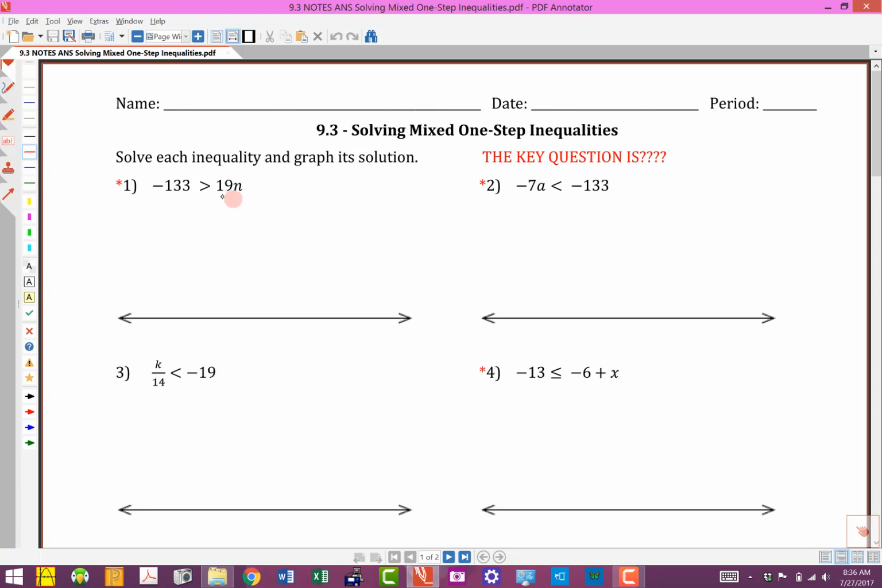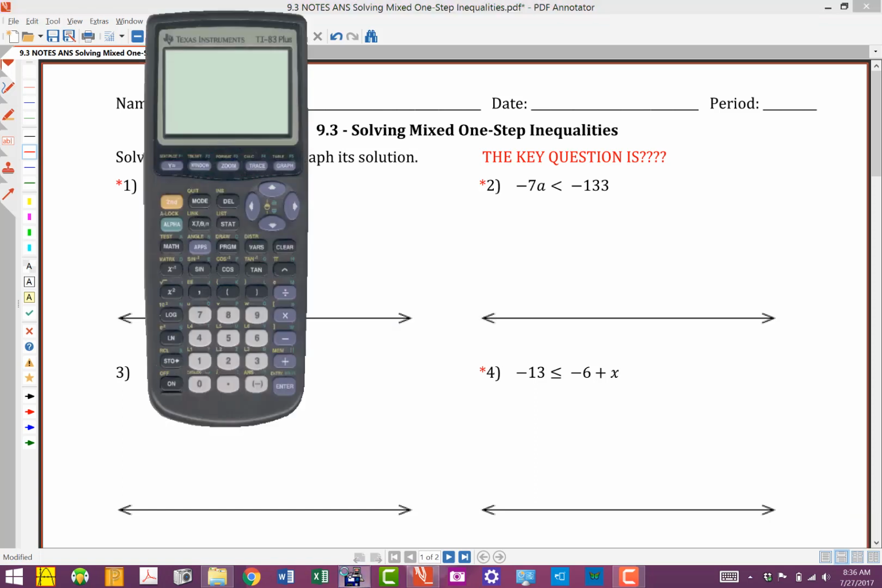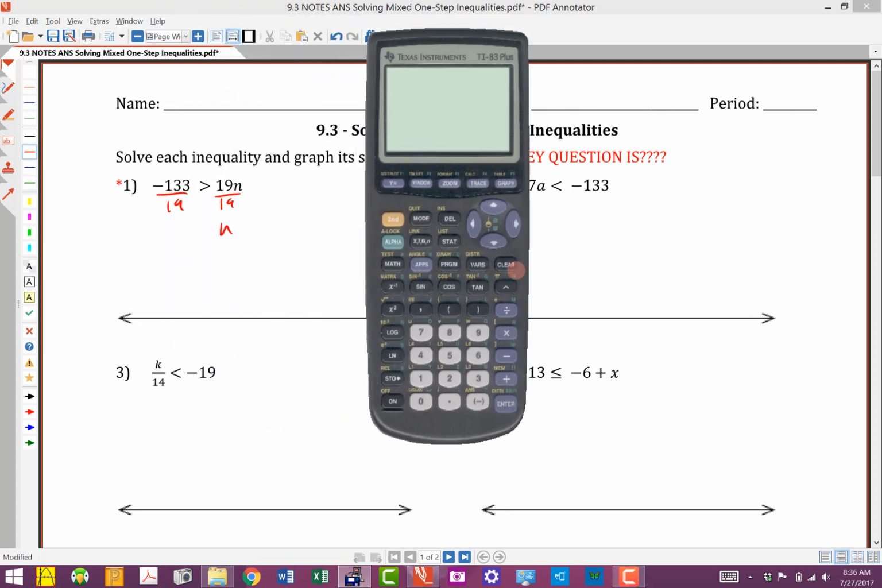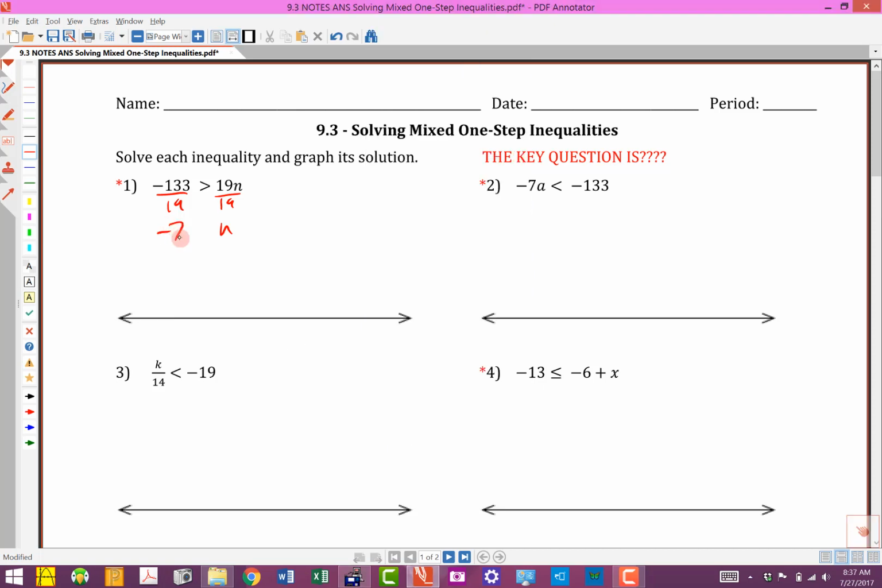On this problem right here, we need to get the n by itself. So we're going to divide by 19. You can almost ignore the fact that that's an inequality for right now. So I'm going to put an n over here. Let's not take care of this yet. And then over on this side, we get negative 133 divided by 19. Gosh, I'm hoping that goes in evenly. Let's just check and see if it does. Negative 133 divided by 19, and we end up with negative 7. Great, it goes in evenly, so we get negative 7.